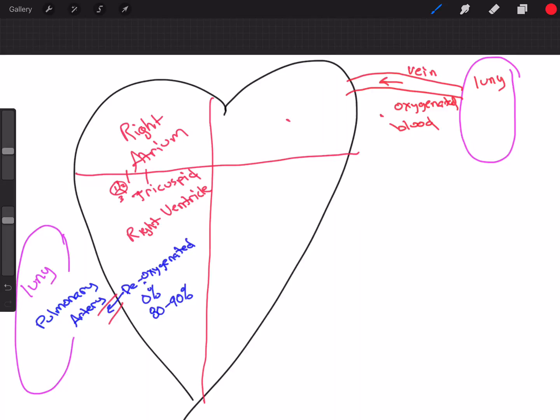And then again, it's coming from the lungs. So you probably already guessed it. This is the pulmonary vein. So now it comes into the heart here, and this is the left atrium. And then the blood's going to go through a valve here, going down to the ventricle.